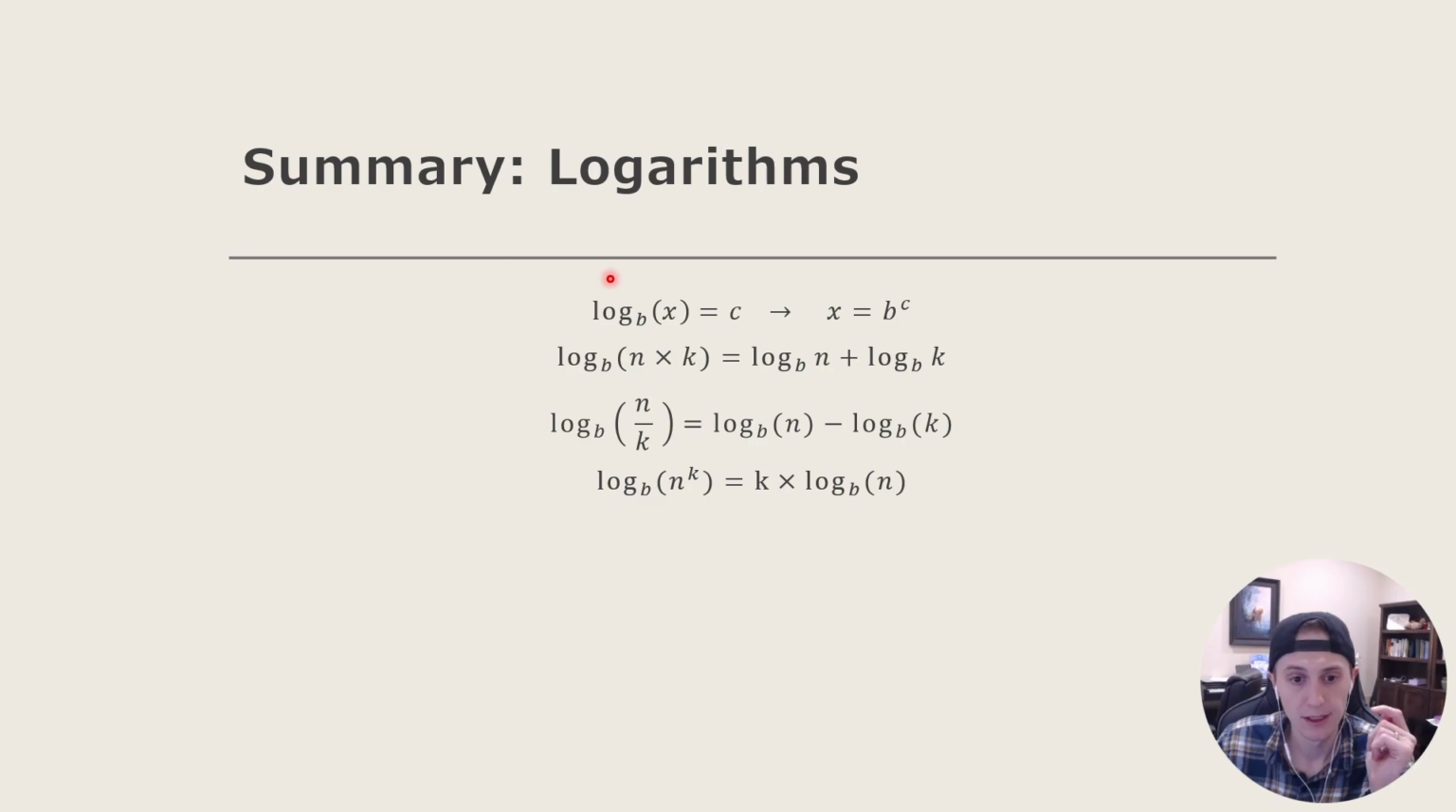So as our review, the log base b of x equals c is the standard format, and the way that we solve that is by taking the b, pushing it up underneath the c, making that c the exponent, to give us x equals b to the power of c. Next are the three properties that we talked about with logarithms. Log base b of n times k equals log base b of n plus the log base b of k. Log base b of n divided by k equals log base b of n minus log base b of k. And finally, log base b of n to the power of k equals k times log base b of n.